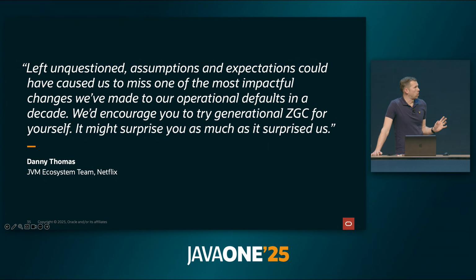The surprise Danny Thomas is talking about here is the fact that generational ZGC works so well for all different types of workloads and all different heap sizes, because their expectation was that ZGC would only be suitable for really large heap sizes, but that wasn't true. So we should always challenge our expectations, and we should always try out more than one GC, at least for use cases we don't expect them to work well on.